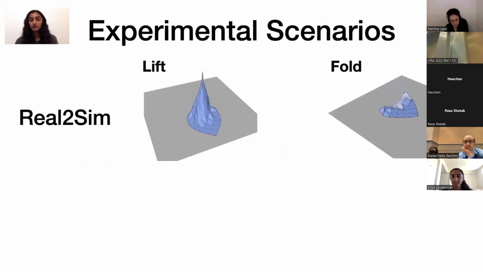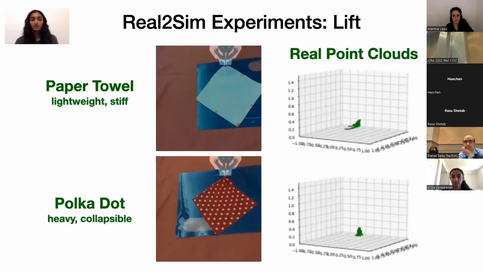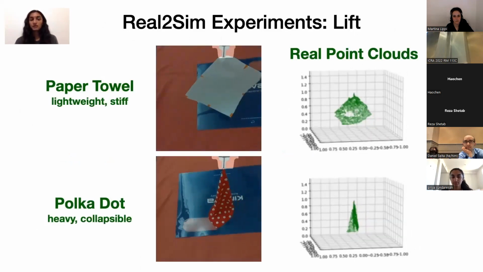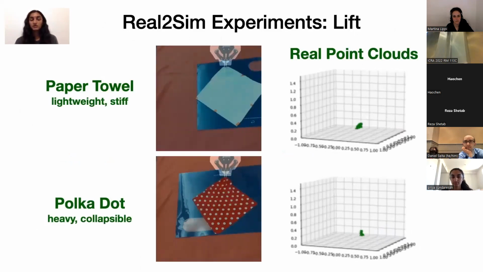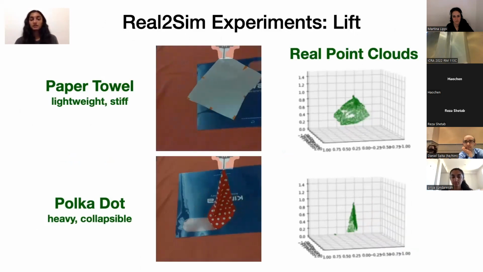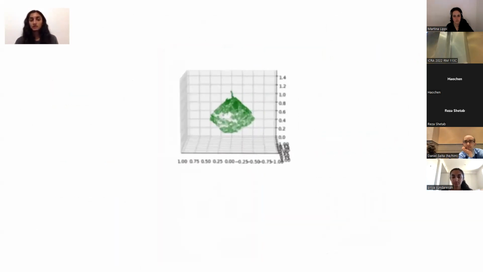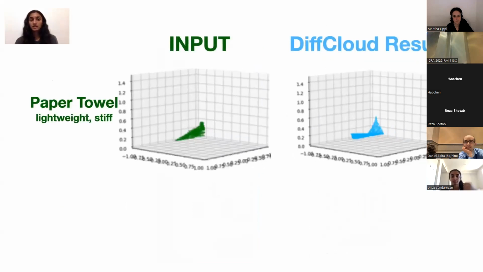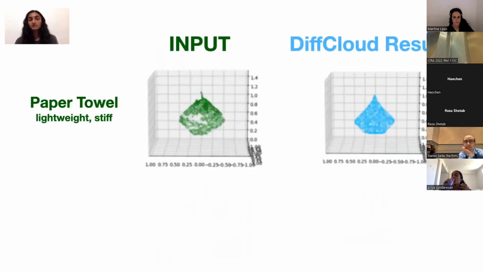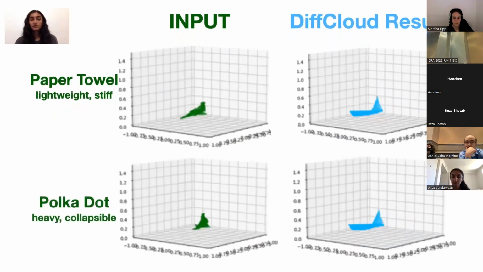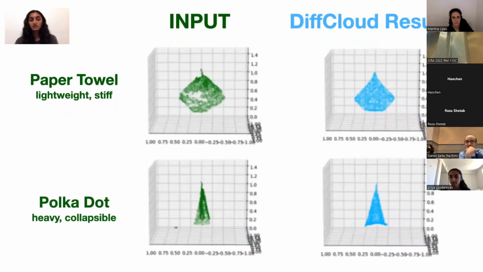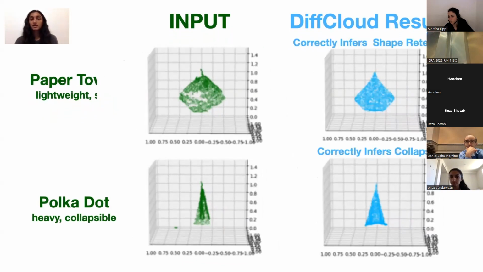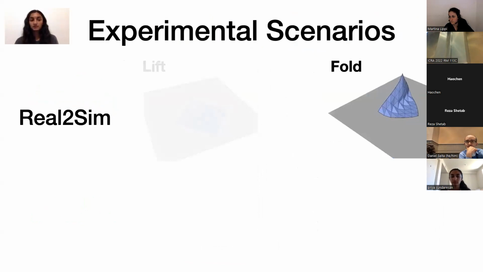We evaluate DiffCloud on 2 real scenarios, starting with lifting a cloth off a table. We show the real point clouds for a stiff, lightweight paper towel and a heavy, collapsible polka dot patterned cloth. On the left is the target input point cloud sequence, and on the right is the result of visualizing the simulated cloth with the parameters found by DiffCloud as point clouds. We find that the inferred parameters produce point cloud alignment between real and sim, noting that DiffCloud correctly learns the shape retention and self-collapse behaviors of the paper towel and polka cloths.